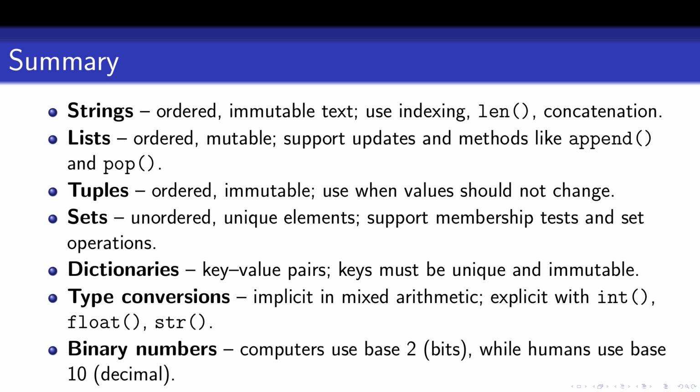We also examined sets, which enforce uniqueness and support mathematical operations like union and intersection, and dictionaries, which store key, value pairs for associative data. After comparing these container types, we moved into type conversions, distinguishing between implicit conversions in arithmetic and explicit conversions using int, float, and str. Finally, we ended with a discussion of binary numbers, the base 2 system that underlies all computer storage and computation.